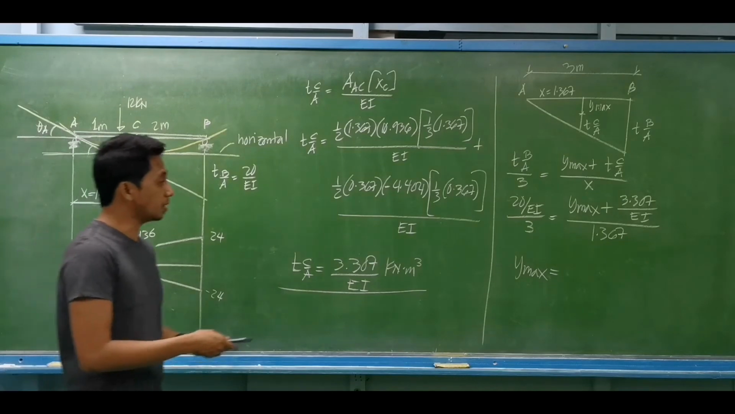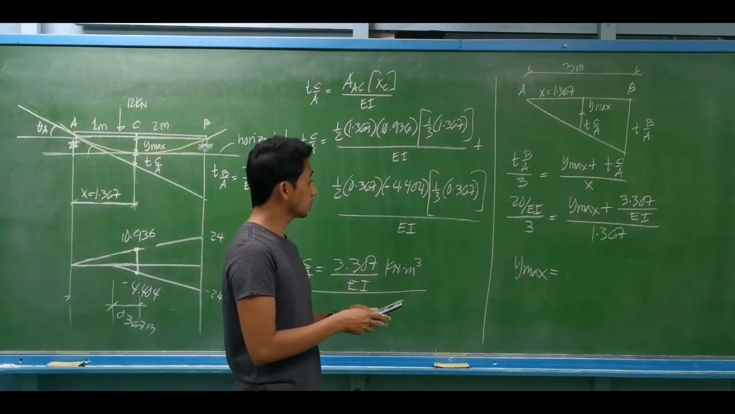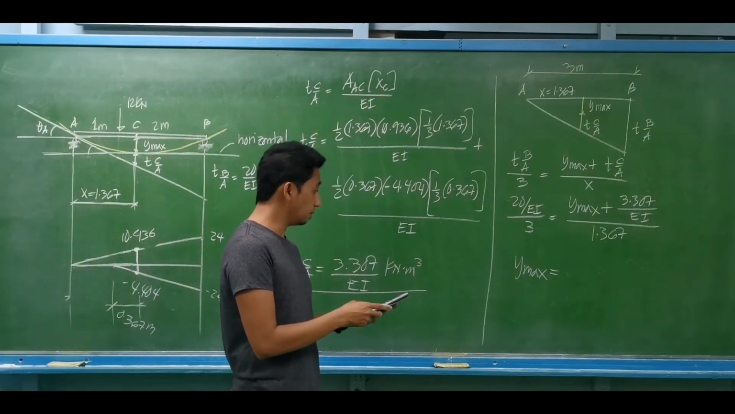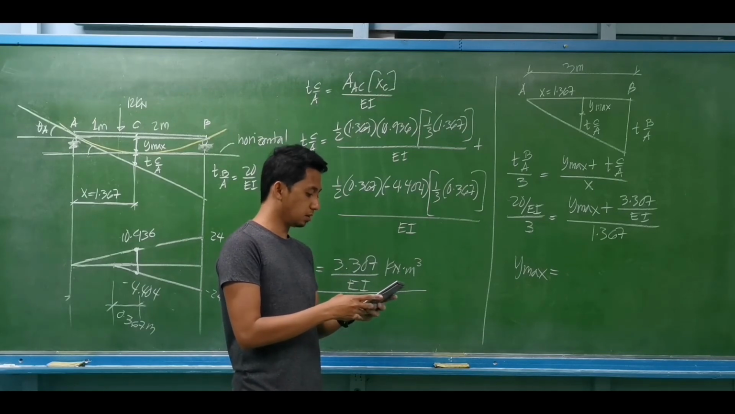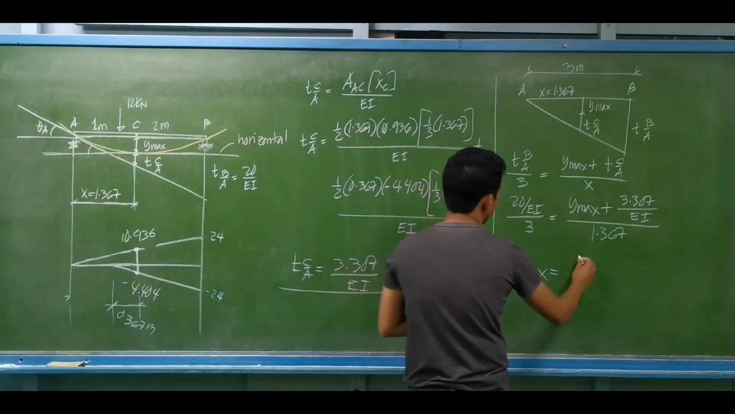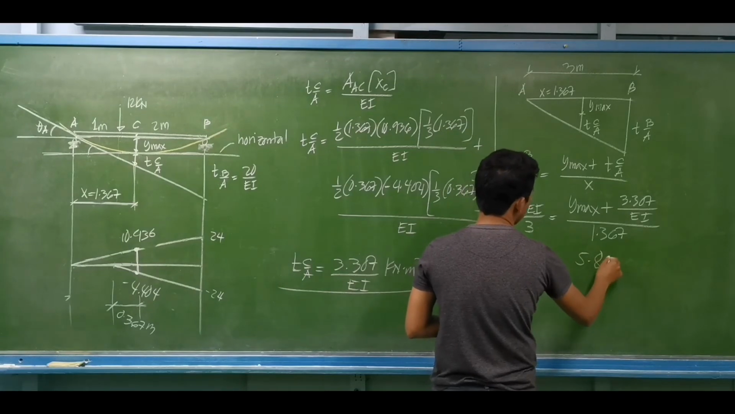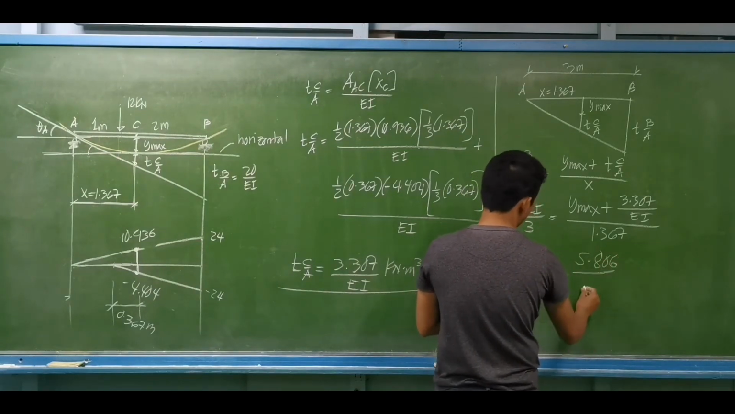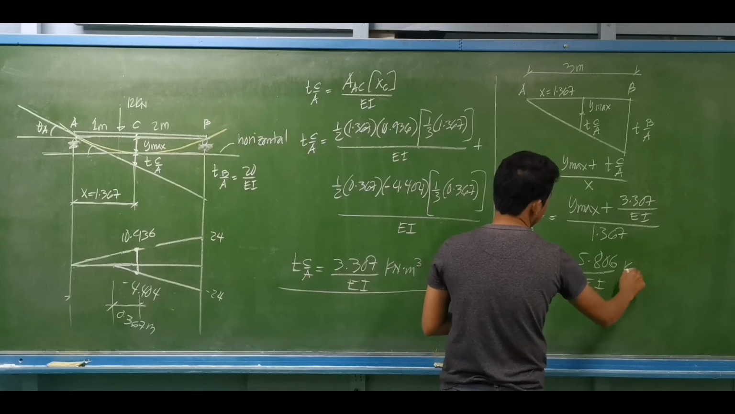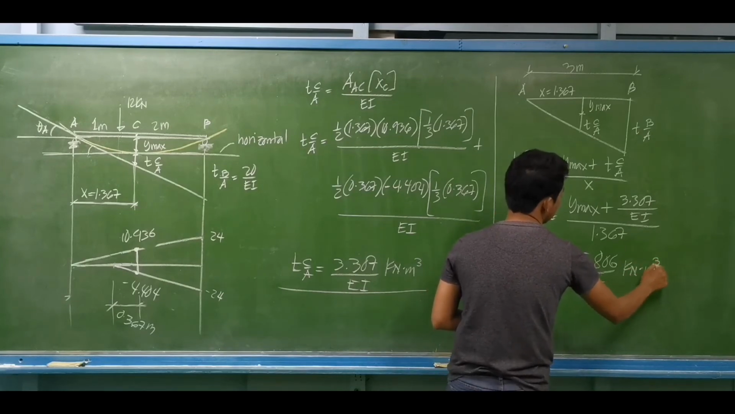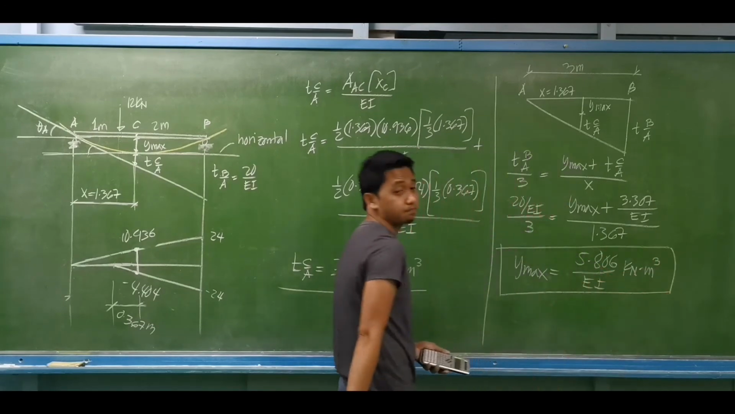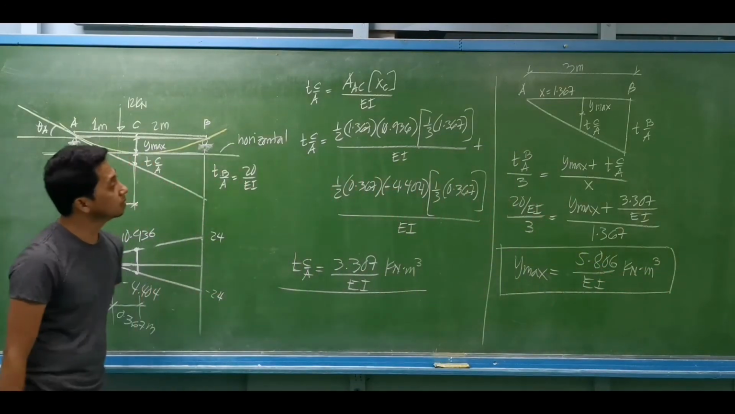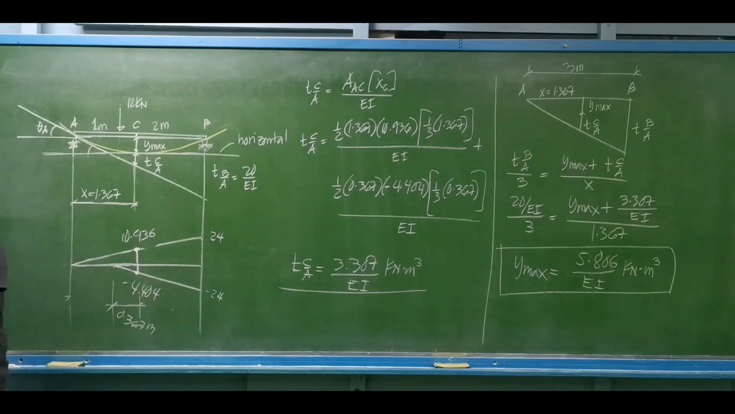So we have the maximum deflection, that will be in terms of EI. So this is the same as 20 divided by 3 times 1.367 minus 3.307. So we have 5.0806 over EI kilonewton meter cube. Okay, so this will be the maximum deflection of the beam. Okay, so this is our example for the area moment method. First example.